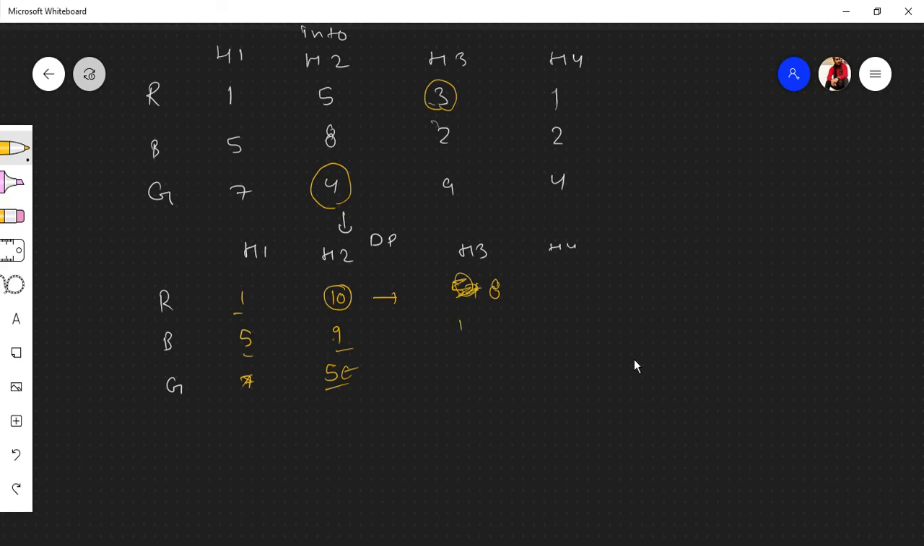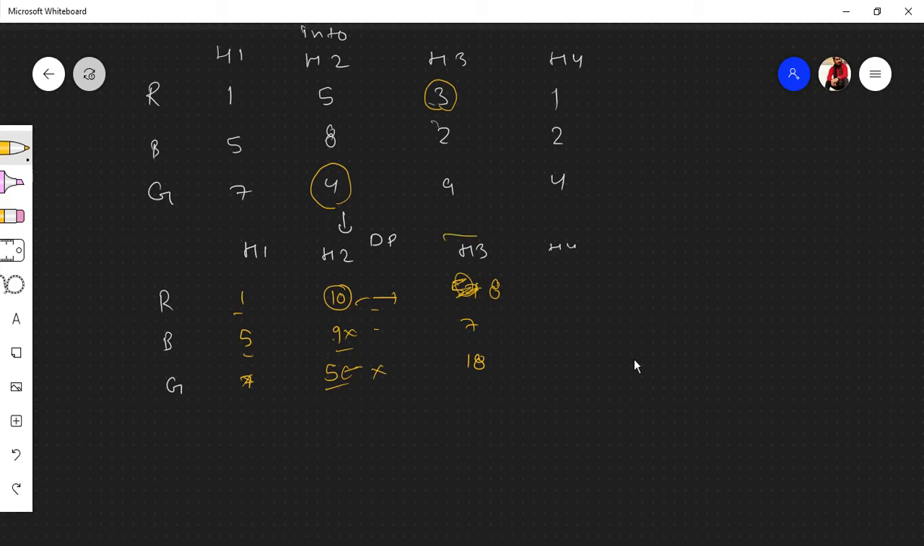Now for blue, same thing, we cannot go for it, we'll either go for 10 or 5. Again 5 is minimum, 5 plus 2 will be 7. Again for blue we cannot go for this. Okay, then we'll go for 10 and 9. Of 10 and 9, 9 is minimum, so 9 plus 9 is 18.